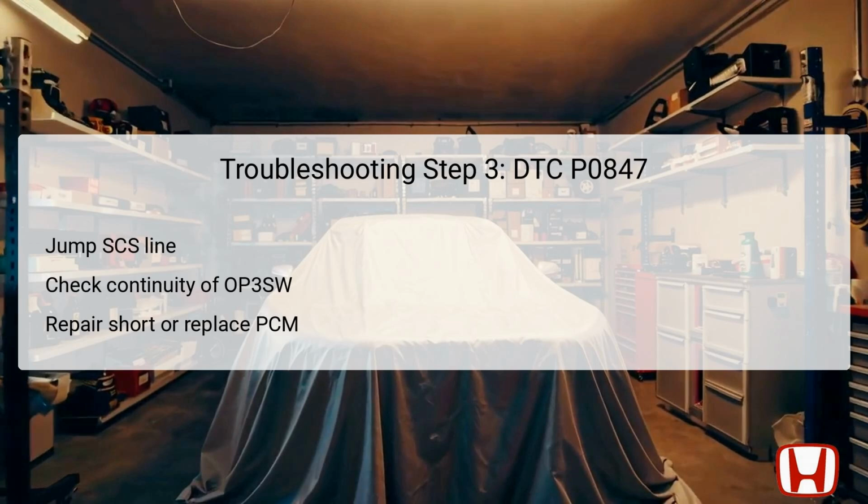With both connectors disconnected, perform a continuity check between test points specified, notably between terminal number 25 of the PCM connector and body ground. If continuity is confirmed, a short to body ground in the OP3SW wire, identified by its light blue coloring, between the transmission fluid pressure switch B and the PCM requires repair. Alternatively, if continuity is not present, this denotes that the OP3SW wiring is intact, and replacing the PCM may be warranted to resolve this DTC.